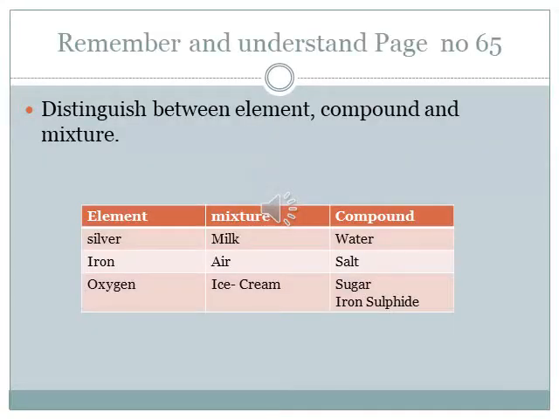Student, at page 65 there is an activity. In this activity, distinguish between element, compound and mixture in the list below. There are 3 columns. In the first column we will tell about elements. Silver, iron and oxygen are elements. For mixture, milk, air and ice cream are mixtures. For compound, water is a compound, salt is a compound, sugar is a compound and iron sulfide is a compound.